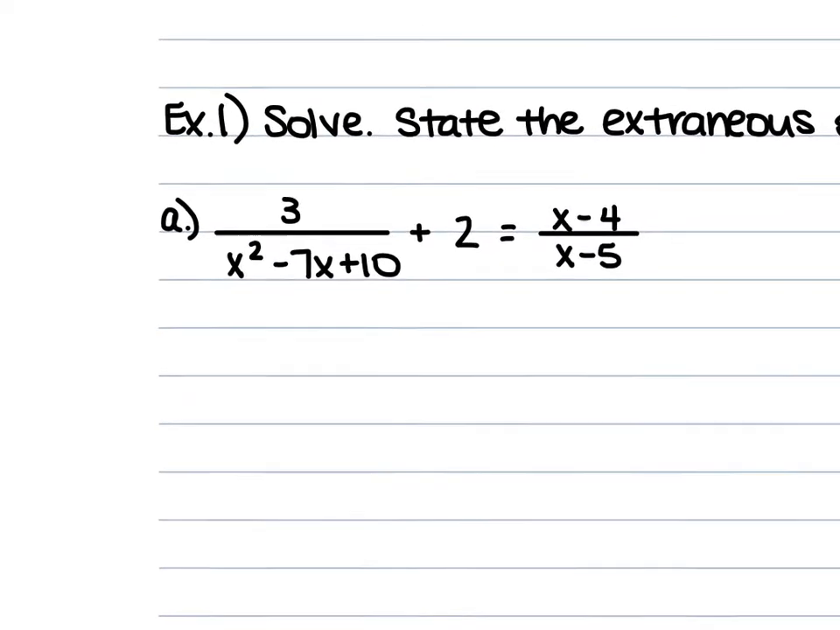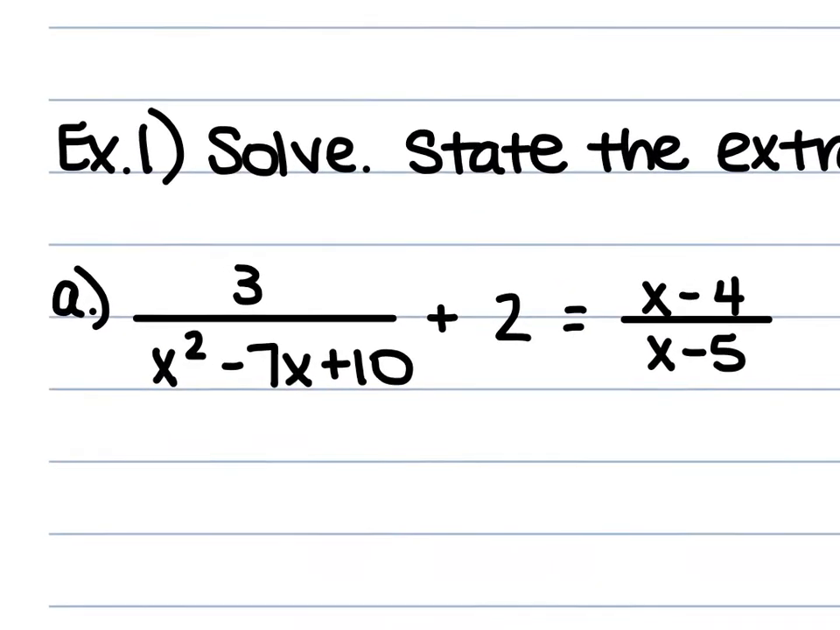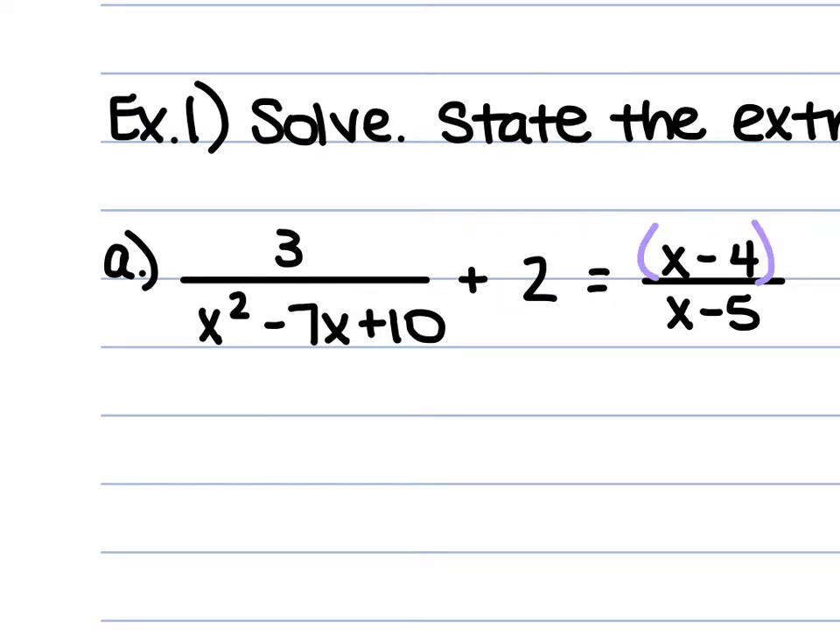So if we look at example 1a, another couple of things that you need to remember to do is to check your answers by substituting your answers into the original equation, and also state your extraneous solutions, which means what x cannot equal. So when we look at this, we have 3 over x squared minus 7x plus 10 plus 2 is equal to x minus 4 over x minus 5. We can start by putting parentheses around this x minus 4 and this x minus 5 and factoring that first fraction there. So it's going to be 3 over something.